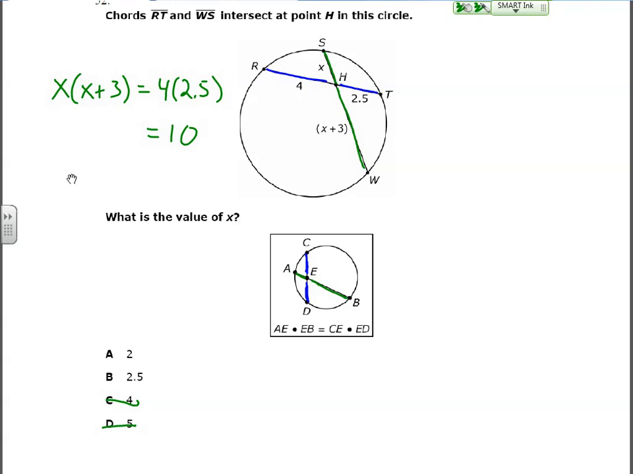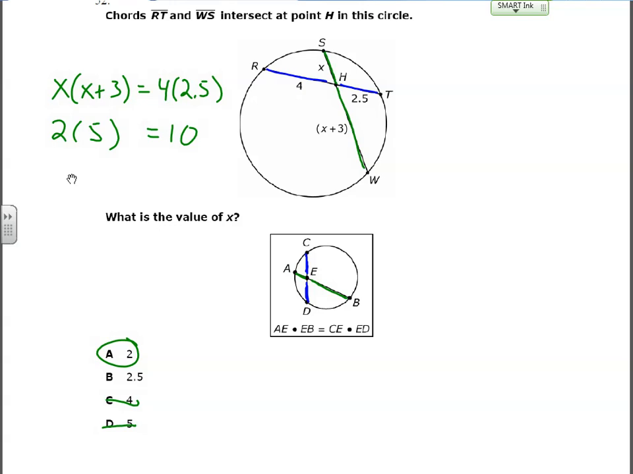If you plug in 2, you get 2 times 5. That equals 10. If you plug in 2.5, you get 2.5 times 5.5. That doesn't equal 10, right? So if they give you the formula, you can follow along a little bit and get there at the very least. You narrow it down to 2 of them, and from there you can guess. But there you have it. In this case, guessing and checking was a big time saver over actually solving this.